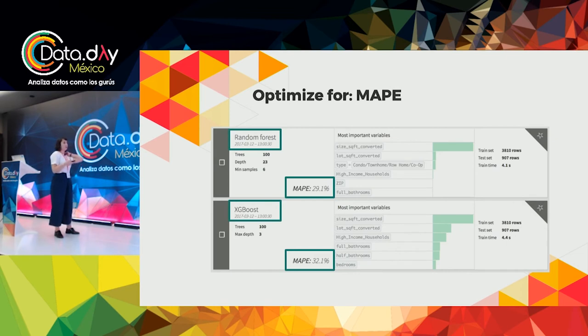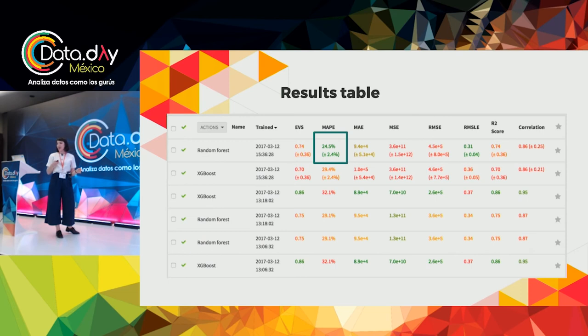And right off the bat, we see that the random forest model has a higher prediction power in terms of mean absolute percentage error than XGBoost. So, okay, cool. So far, that model is better. But now we look at the results table, and this is some hyperparameter tuning that I did, changing a few things up, and we see that the random forest is still doing the best.